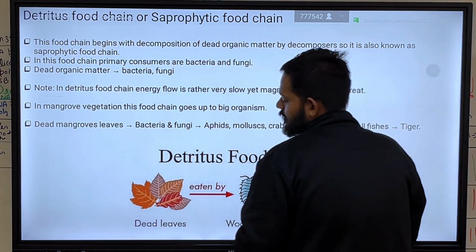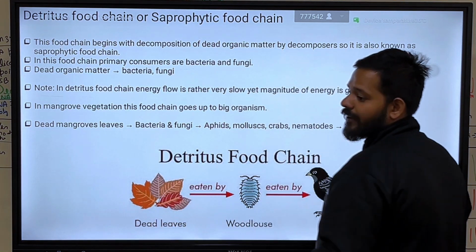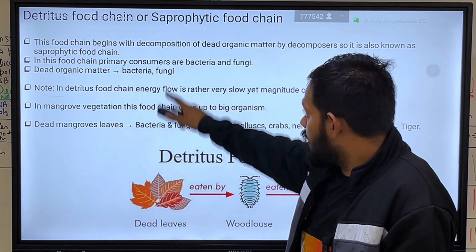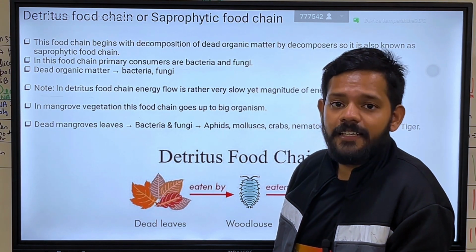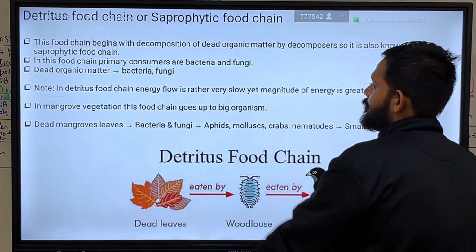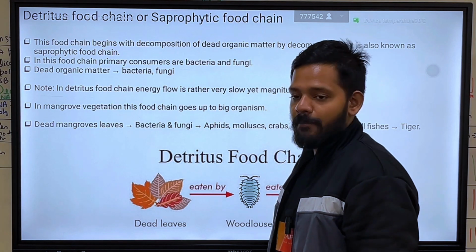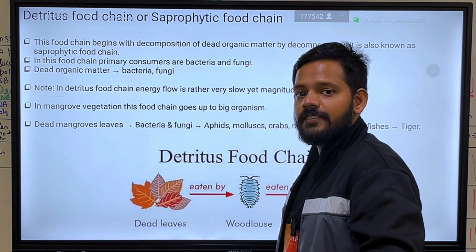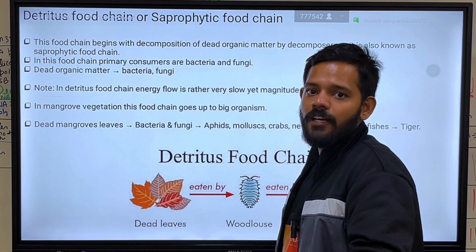This means the first trophic level of this food chain is occupied by dead leaves, dead organisms, or detritus. The detritus food chain always starts with decomposing material, which we call detritus. In this food chain, the primary consumers are bacteria and fungi. The fungi and bacteria are eaten by insects, insects then eat on the plant, then the plant is eaten by birds, and birds are eaten by large birds.